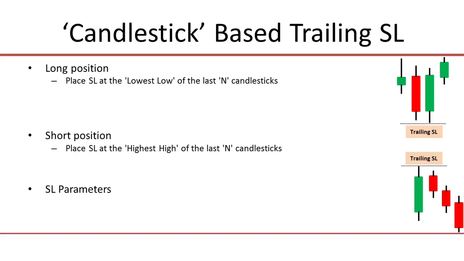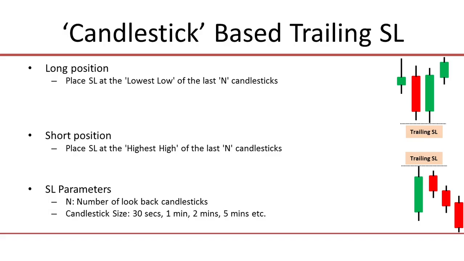Now there are a couple of parameters that the trader needs to decide in using this trailing stop loss. The first parameter is n, that is the number of lookback candlesticks that is used to compute the highest high or the lowest low. And the second parameter is the candlestick size. This could be anything like 30 seconds, 1 minute, 2 minutes, 5 minutes, etc.